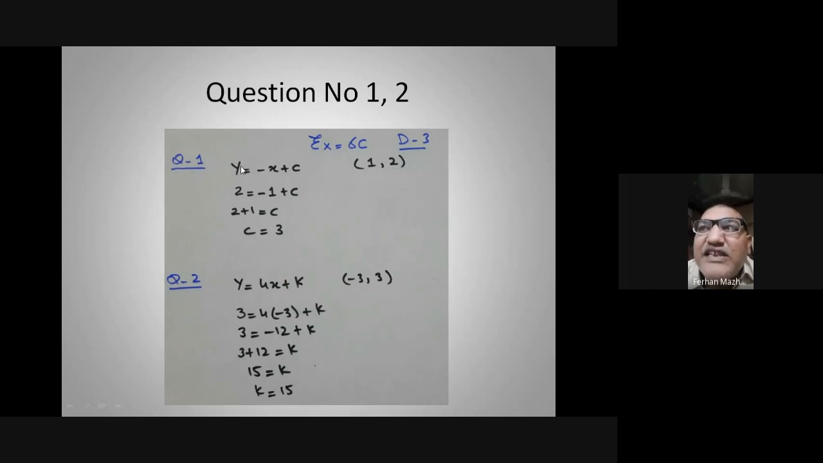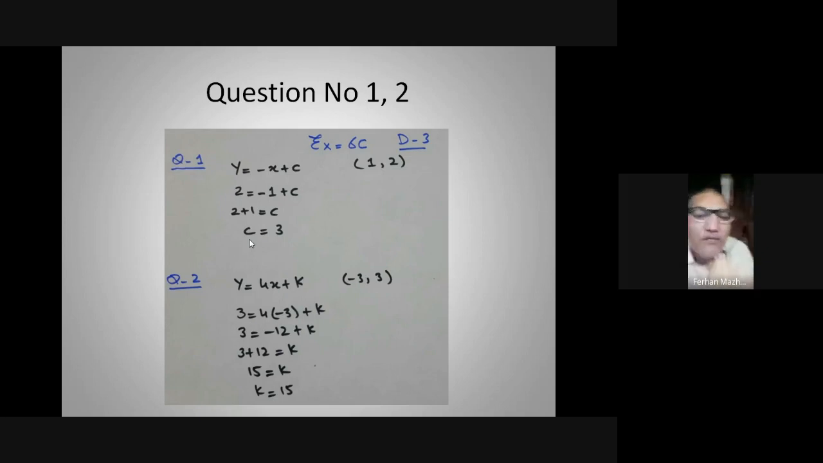So in this equation, substitute x with 1 and y with 2. So I put these two values in this equation. So you can see you will have 2 equals minus 1 plus c. This minus 1 goes to the other side, it will add. So you will have c equals 3. So this is how you found the value of the c here.